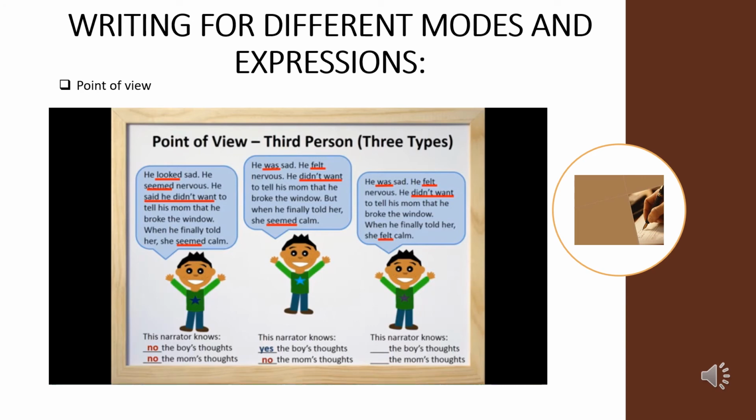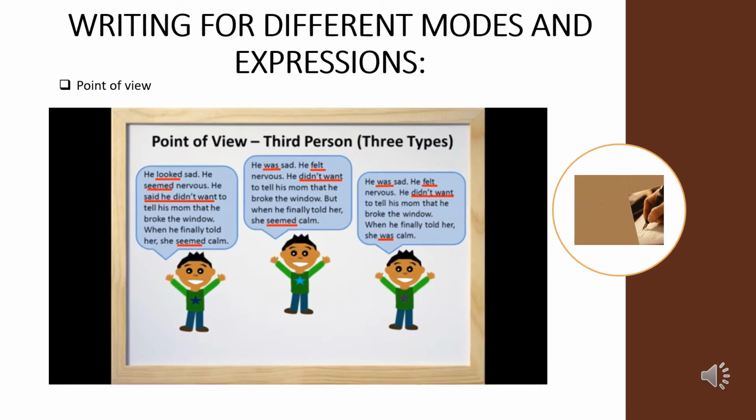And what about the third narrator? Does this narrator know the boy's thoughts? Yes. And what about the mom's thoughts? Yes, this narrator also knows the mom's thoughts. So our first narrator doesn't know the thoughts of the boy or the mom. This narrator uses third-person objective point of view. In third-person objective point of view, the narrator knows no character's thoughts.